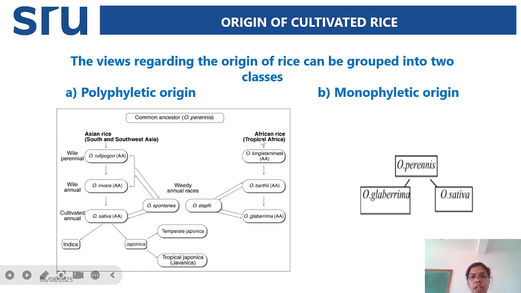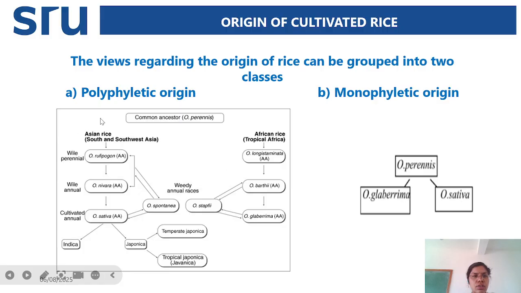Then coming to the African rice, according to the polyphyletic origin, how African rice was originated. The first is Oryza longistaminata. From Oryza longistaminata, the Oryza barthii was obtained, and from Oryza barthii, the Oryza glaberrima was obtained. So this is how the African rice was originated.